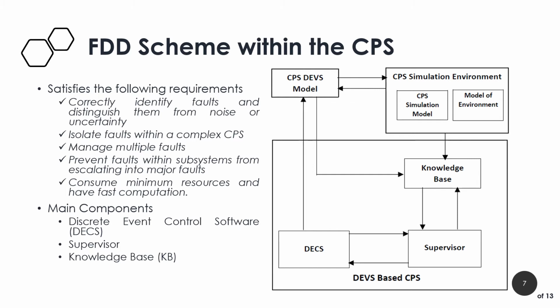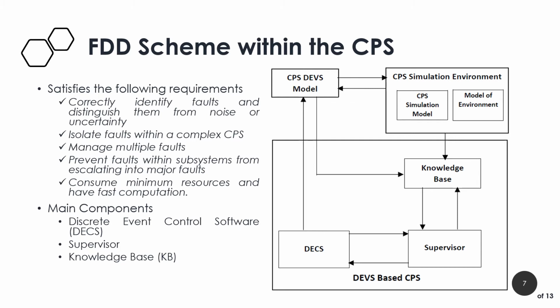Now, from the figure on the right, it's the scheme and we'll describe it. So first of all, when we have a cyber-physical system, we're going to try to define a model of the cyber-physical system. Now, having defined this model, we can anticipate some faults that can occur, and we're going to put those faults in the knowledge base.